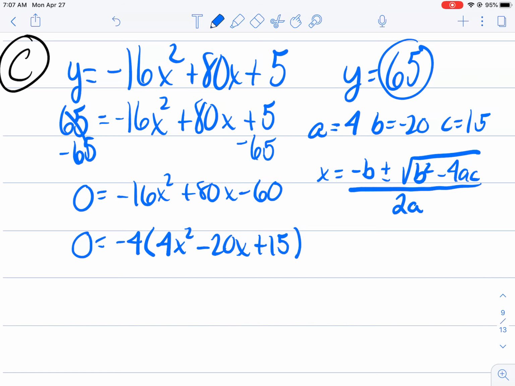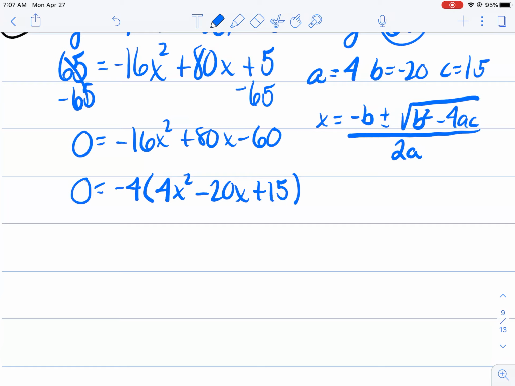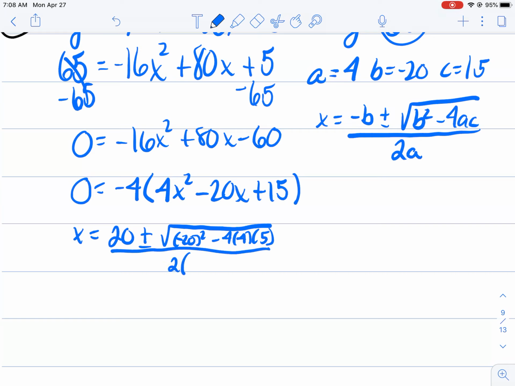I will then go ahead and plug in the numbers here. So I have x equals the opposite of b, which is 20, so 20 plus or minus the square root of negative 20 squared minus 4 times 16. I'm sorry, that's 4, my mistake. 4 times 4 times 15. I got a little ahead of myself there. All over 2 times 4. All right, so now just solve the quadratic formula and get your two values. If you want to pause for a second, you can pause, and then we'll meet up with the final answer.